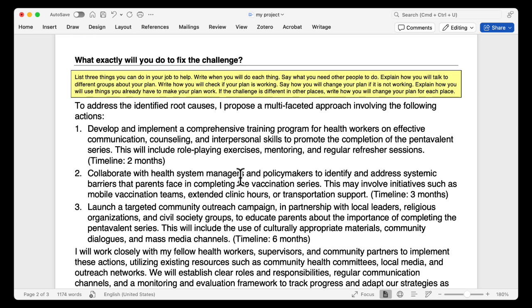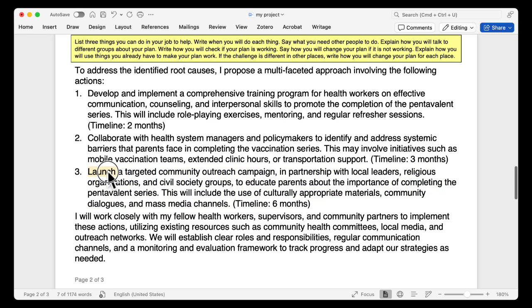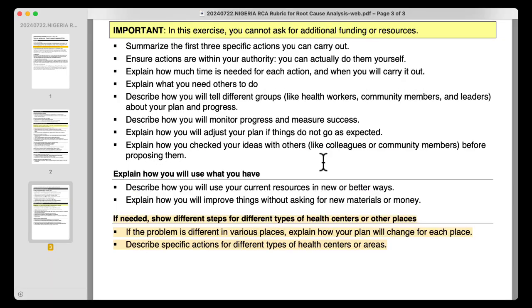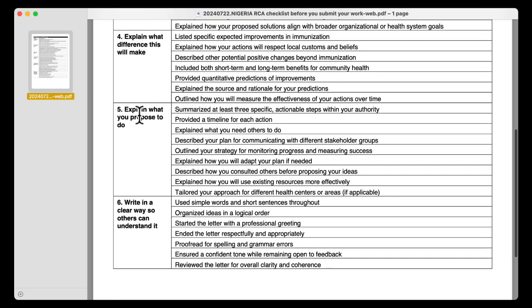Second one, collaborate with health system managers and policymakers. Well, how often do they get to see the managers and policymakers? And is it to do anything other than receive instructions from the managers telling them to do this, do that? Because then it's going to be difficult to change things, to say, well, mobile vaccination teams, extended clinic hours, whatever else you may be thinking of. So then third, you launch a targeted community outreach campaign. That's fine, but who's going to do it? Are you going to do it by yourself? So I would say this section, as the author, I would go back and look at the checklist, and again, work on 5 before you work on 4.